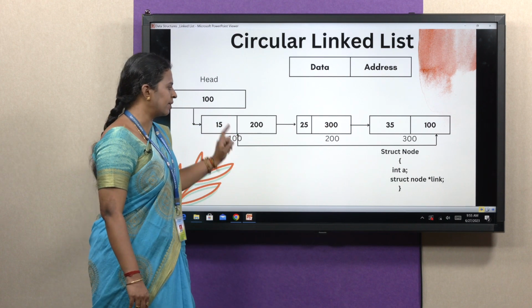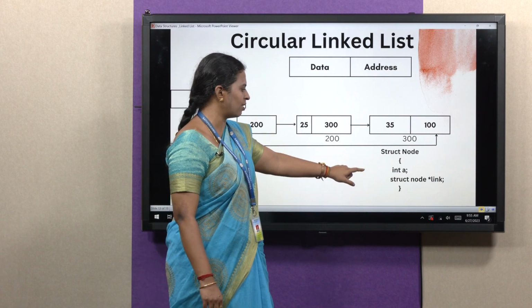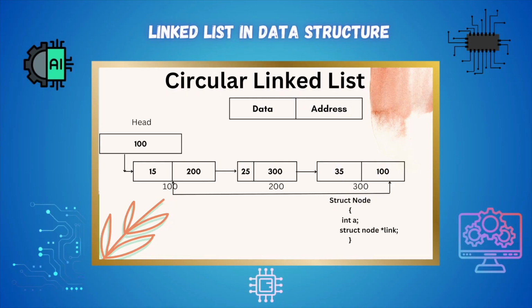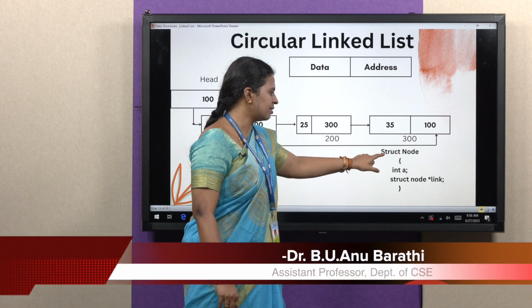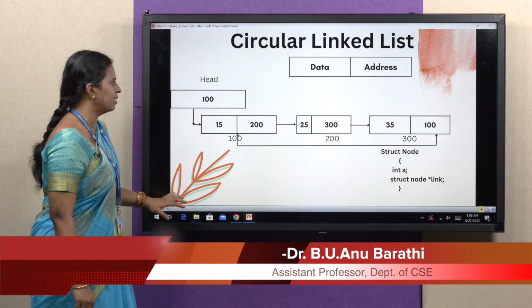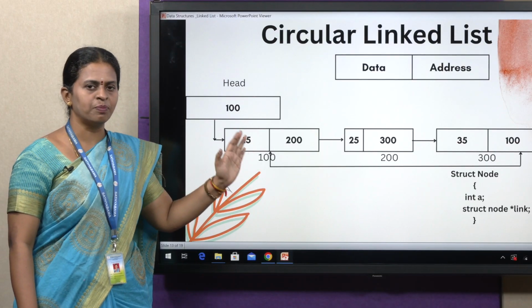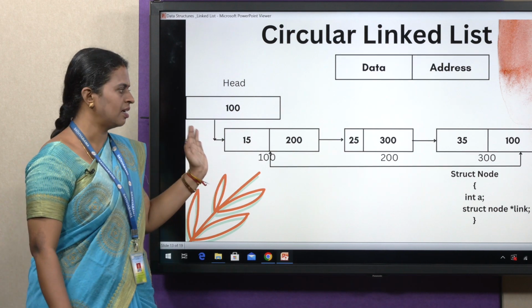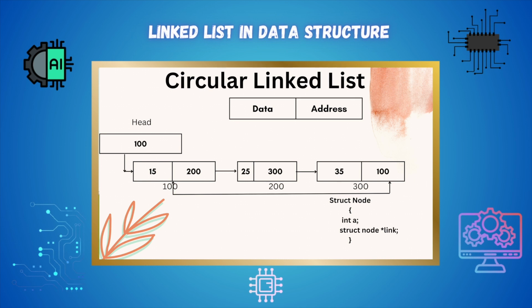So that is a circular linked list, and this is the format. The definition for a circular linked list is the same as a singly linked list, okay. Struct node, and we have integer a, struct node star link. This is a self-referential structure, and this is a user-defined data type, right? So this is called a circular linked list. What is a circular linked list? The last node's address will be the first node's address, that is 100, okay.